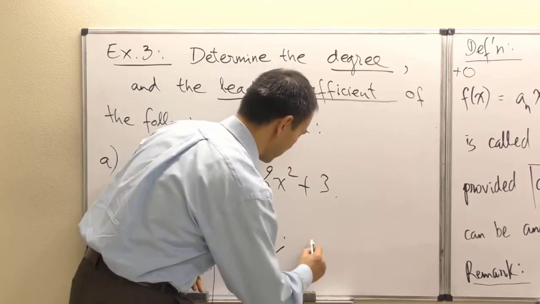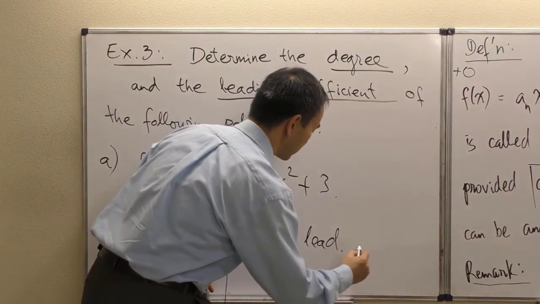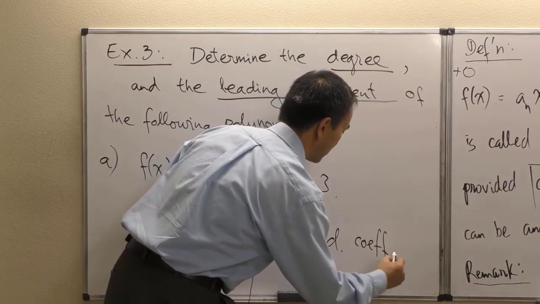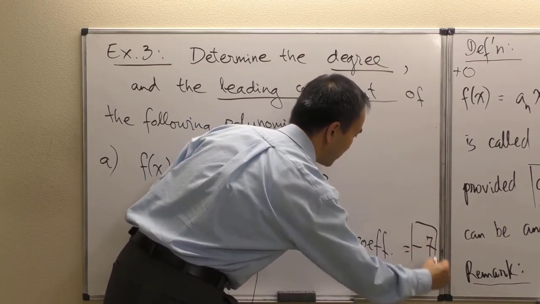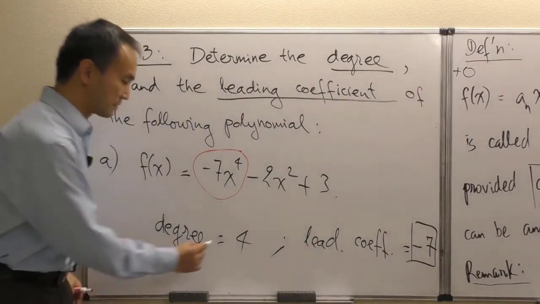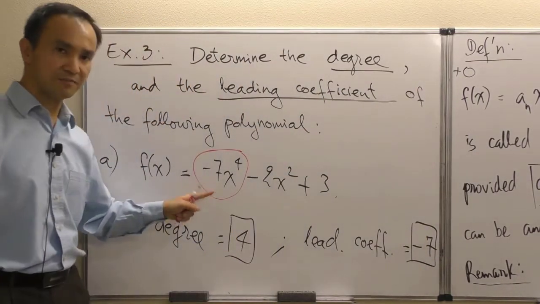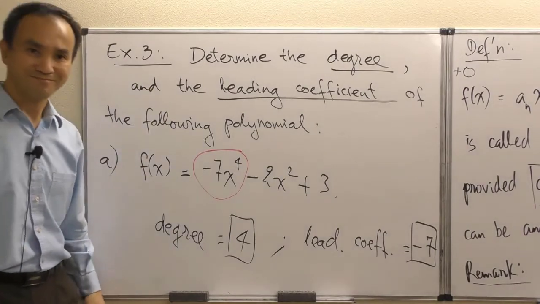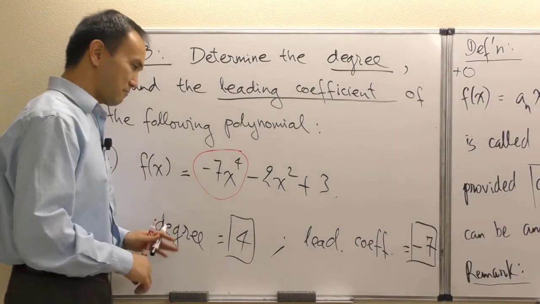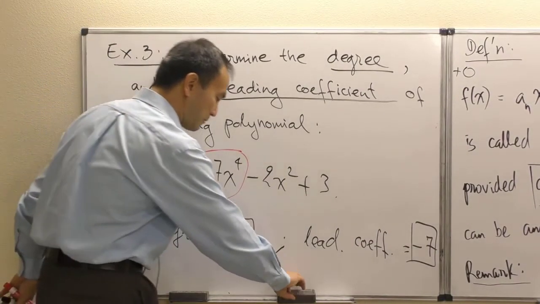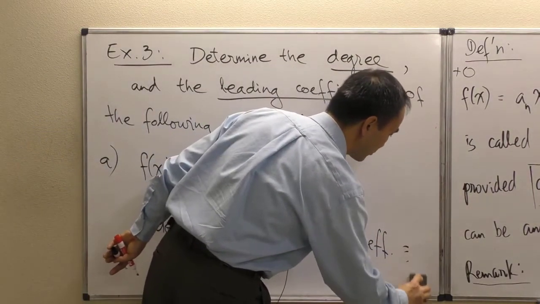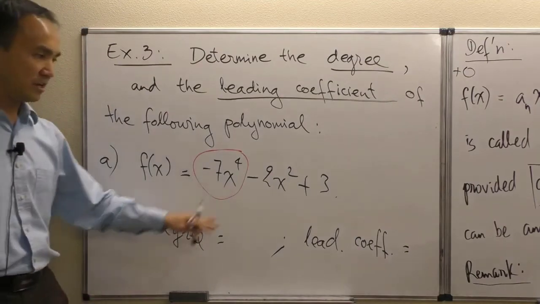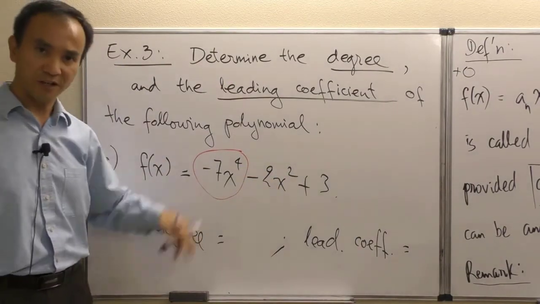Leading coefficient must be -7, whichever the coefficient in front of your leading term. So the leading term is here. Focus right on that. So let's look at another one. I'm going to leave some part of the solution here because I don't want to keep rewriting it. So degree and lead coefficient, because that's what we're looking for.